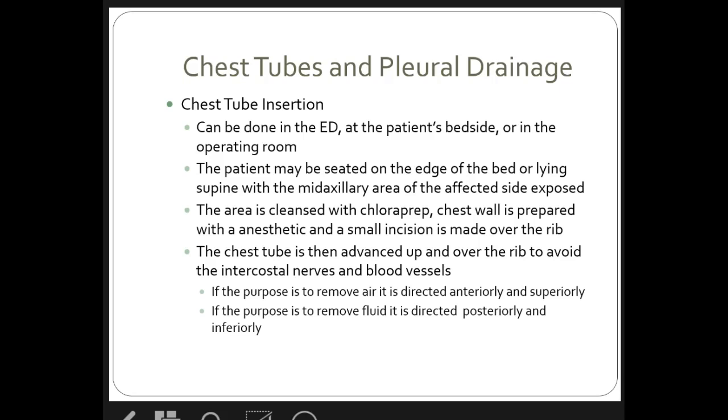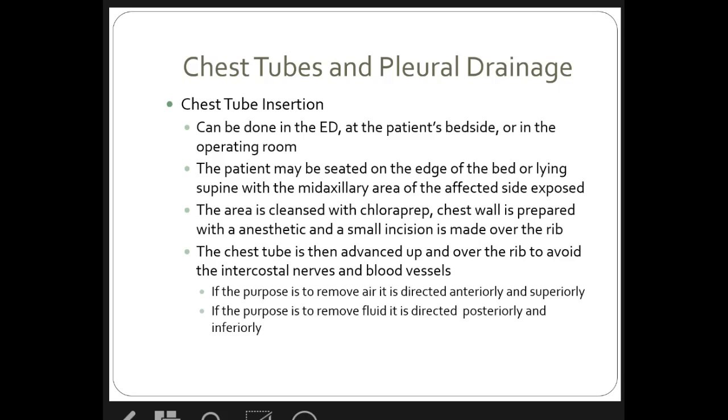Chest tubes are utilized. They can be done in the emergency room, they can be done at the patient's bedside, or they can be done in the operating room in situations where there's been some kind of surgical procedure that may cause partial collapse of the lung. The patient may be seated on the edge of the bed or lying supine. I've not assisted with a chest tube insertion on any patients that have actually been seated. Normally they're lying supine with the mid-axillary area of the affected side exposed. That area is up so that the procedure can be done.